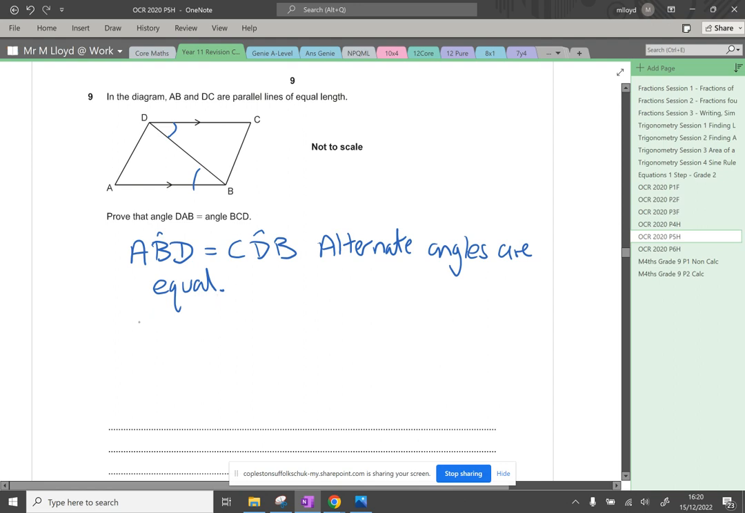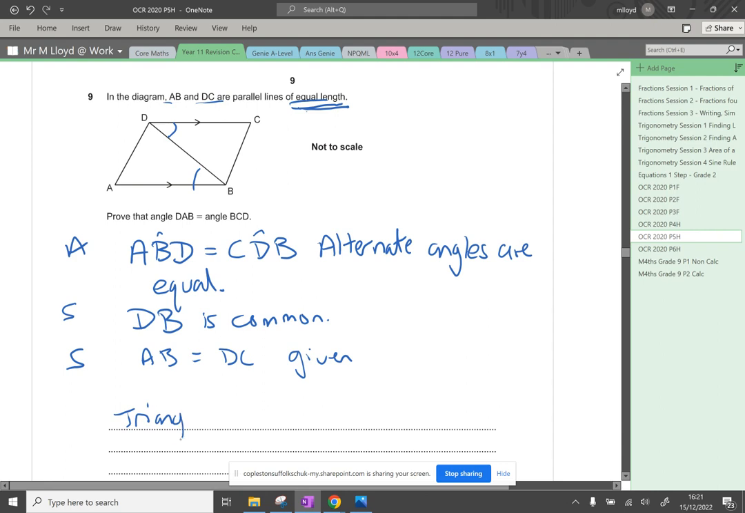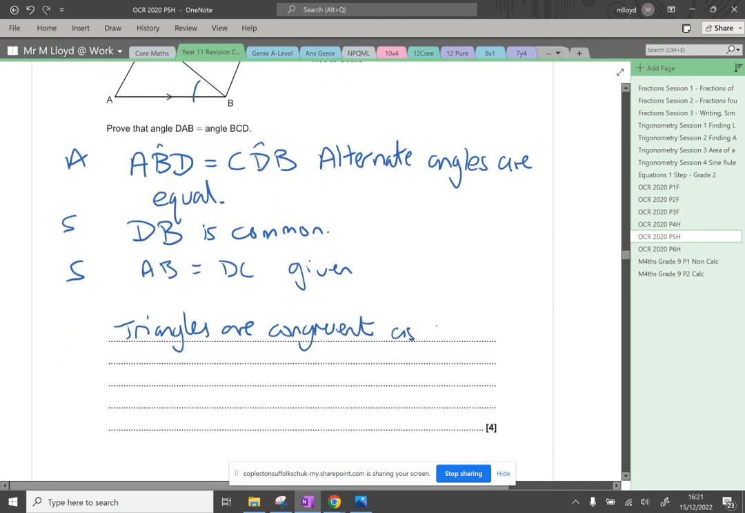So finally, well, not finally, we've got DB is common. I'm just going to have A there, S there. And then finally, given in the question, AB and DC are parallel lines of equal length. So AB is equal to DC, and that's given in the question. And that means the triangles are congruent as SAS is present.